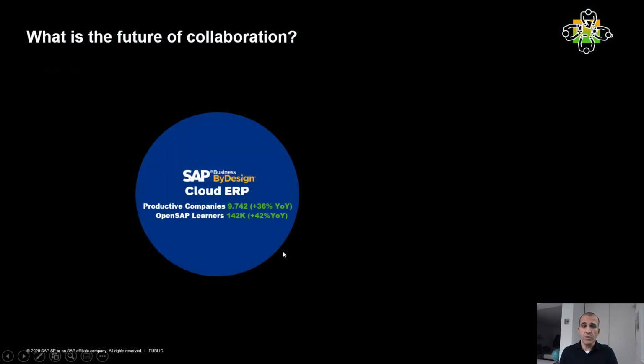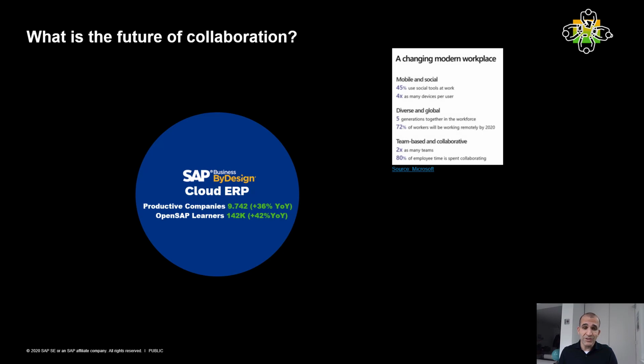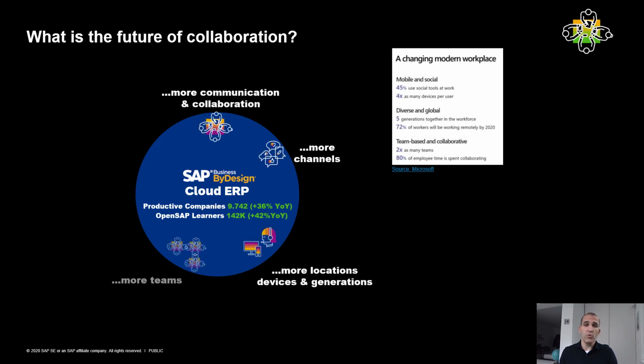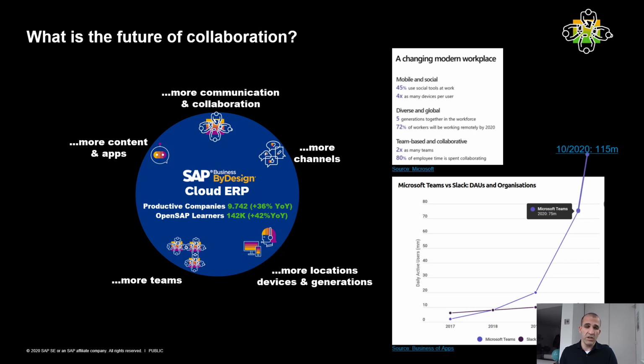So you are probably all aware that ByDesign is the Cloud ERP for fast-growing small medium enterprises. We have more than 10,000 productive customers these days, and also the number of our open SAP learners is growing more than 40% year over year. What is also significantly growing is Microsoft Teams, and collaboration and working with different kinds of communication channels at a time is becoming more important, not only due to COVID.